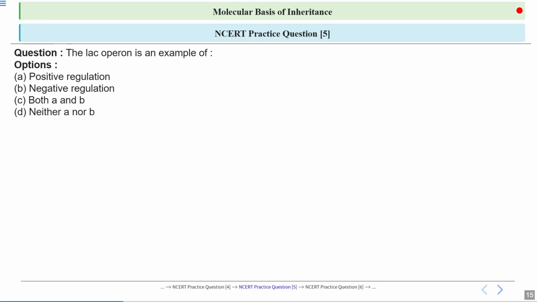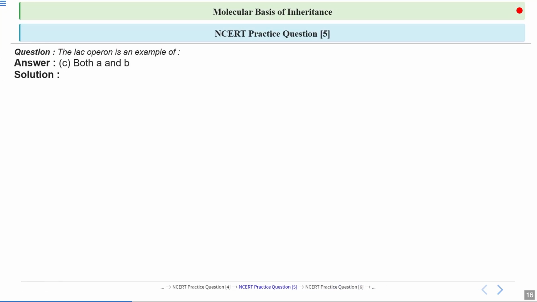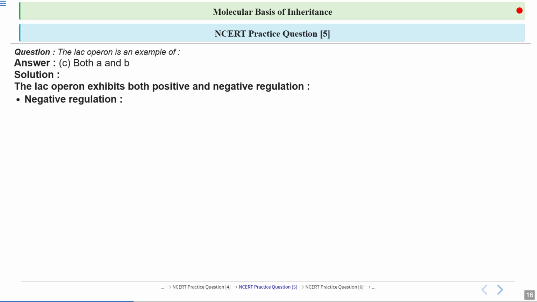Next question: lac operon is an example of what? Options are positive regulation, negative regulation, both A and B, and neither A nor B. What is the correct answer? Let's have a look at the answer. The answer here is option C, both A and B. The lac operon exhibits both positive and negative regulation.